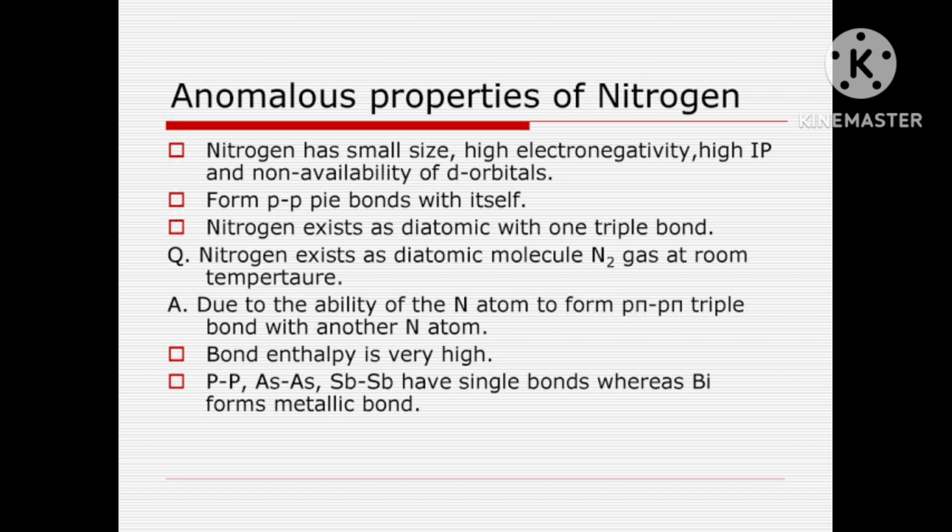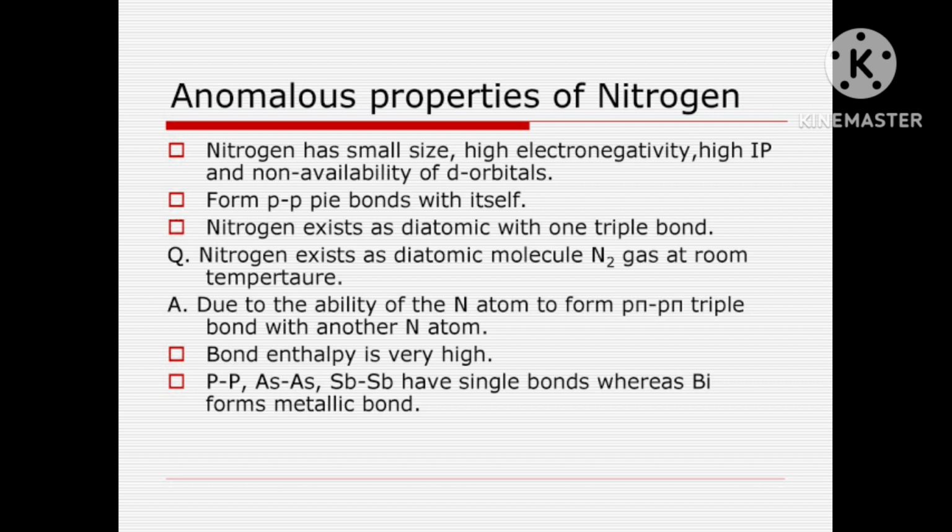Now, the second property I am discussing is the reactivity towards oxygen. All group 15 elements form two types of oxides, E2O3 and E2O5, just like P2O3 and P2O5. The oxide in the higher oxidation state of the element is more acidic than that of the lower oxidation state. Their acidic character decreases down the group.